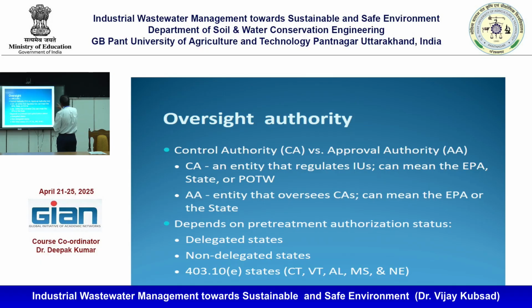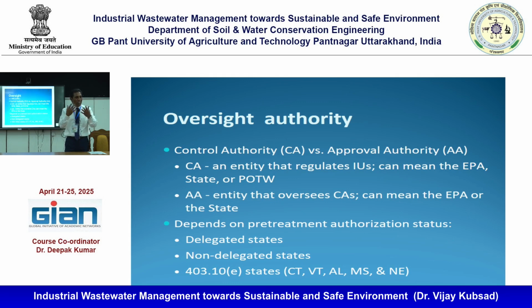So the approval authority is the government. The control authority is the city or town, if you authorize them, an entity that oversees. CA and AA mean EPA and state. If we give authorization to the city, towns, and industries, we directly oversee that program, depending upon the pre-treatment authorization status, delegated status, non-delegated status. That is what I was trying to say: if the city is authorized, that means it is delegated. If it is not, we see directly.